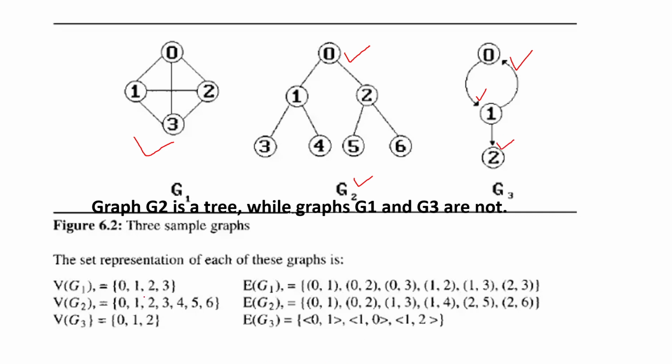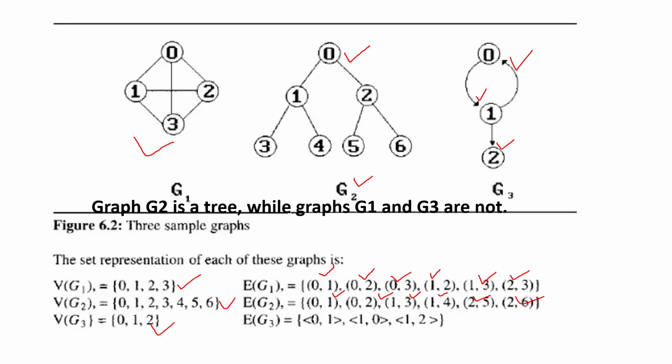You can represent that in this way. The list of vertices 0, 1, 2, 3 are the vertices in this graph G1. The edges are 0 to 1, 0 to 2, 0 to 3, 1 to 2, 1 to 3 and 2 to 3. In case of the tree, the vertices are 0, 1, 2, 3, 4, 5, 6. The edges are 0 to 1, 0 to 2, 1 to 3, 1 to 4, 2 to 5 and 2 to 6.